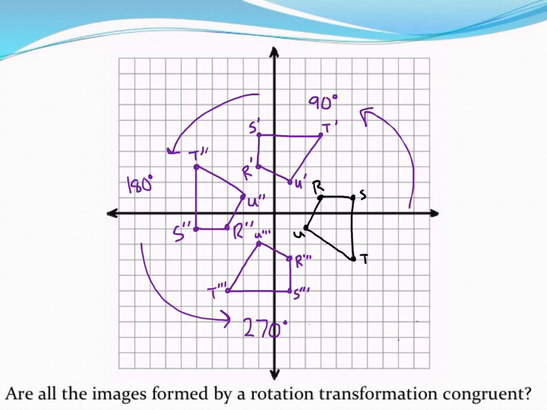So there are all three of my rotations, and again, I can visualize that figure rotating around the origin. It's kind of neat if you put your pencil at the origin and spin your paper around. You can kind of imagine that shape spinning around like a merry-go-round as it completes its rotation around the origin.